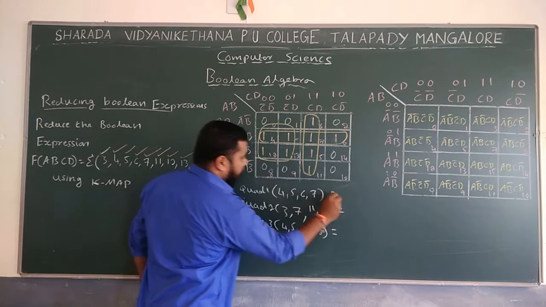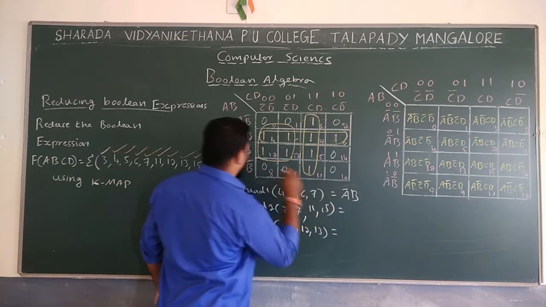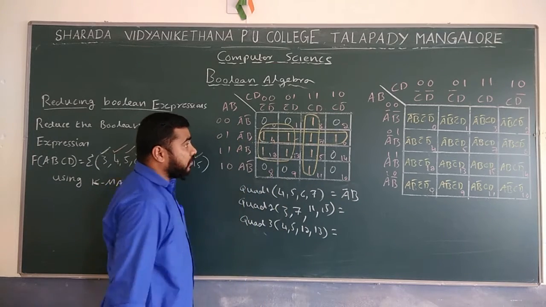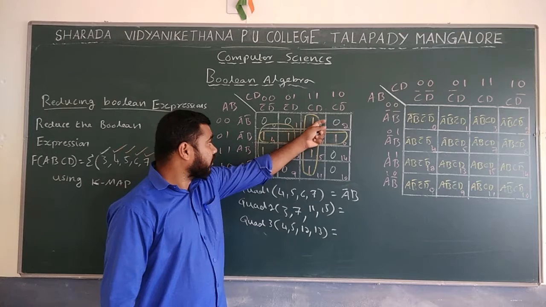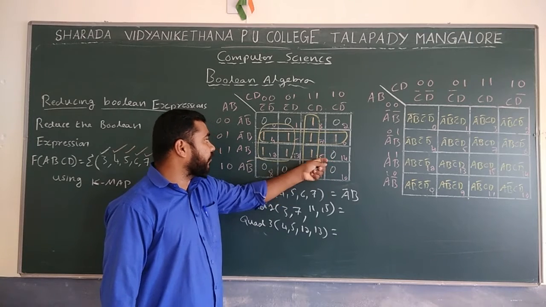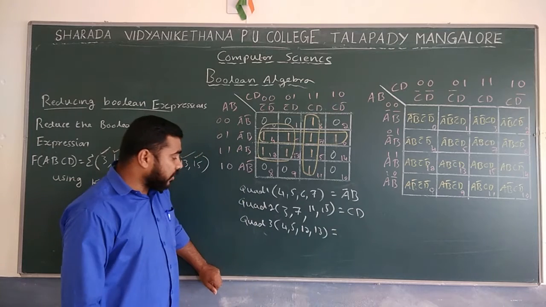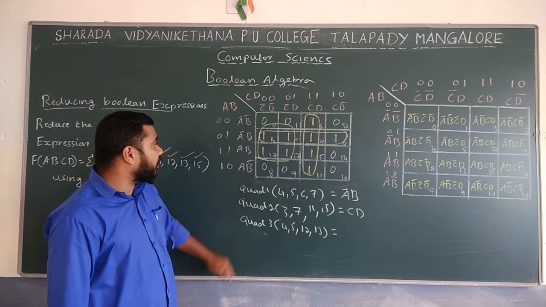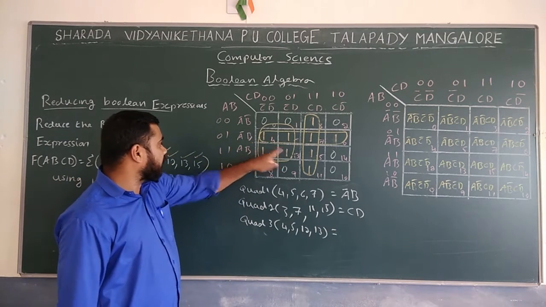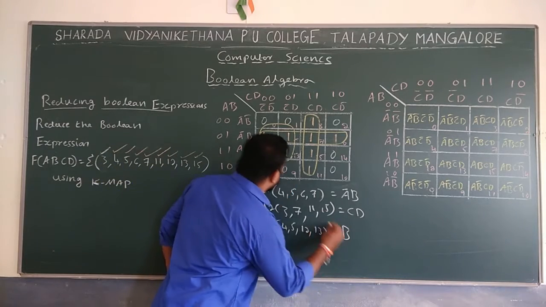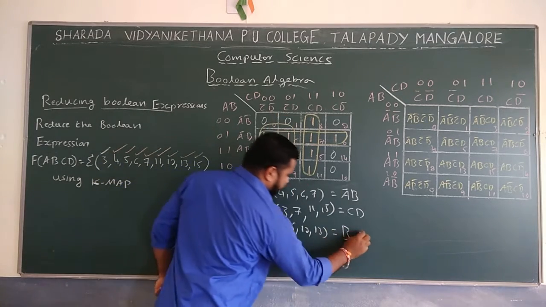4, 5, 6, 7. The value is A dash B. A dash B is the value for that one. If you go for 3, 7, 11, 15, that is CD. The next one is the quad 3, 4, 5, 12, 13. 4, 5, 4, 5, 12, 13. In that, B. And if you take this one, C dash.